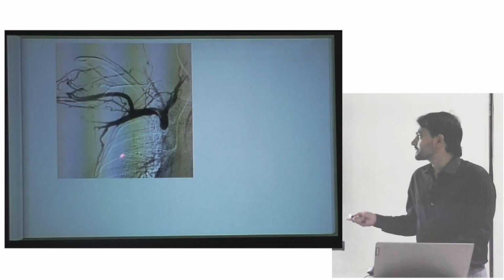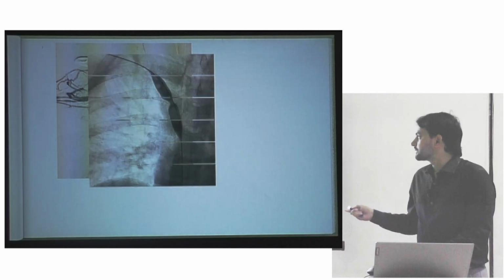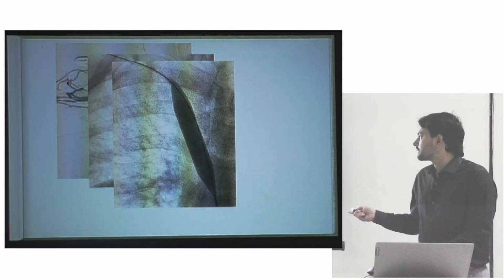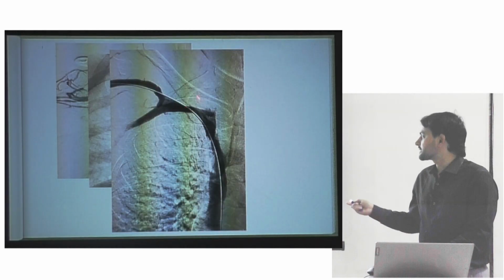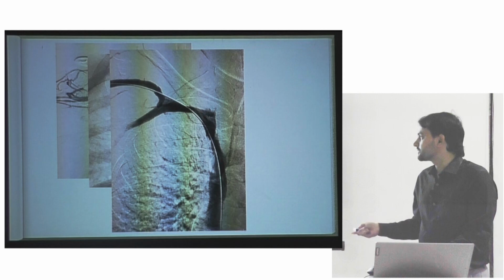So these are some cases. Here there is no flow into the SVC. This is the block and cross balloon. Post procedure, the collaterals disappear and flow is established into the SVC.